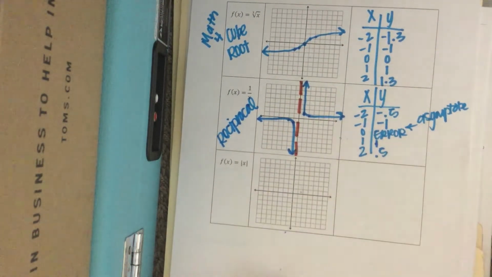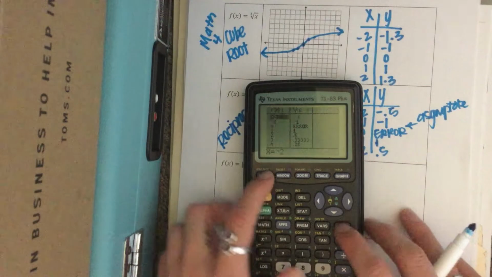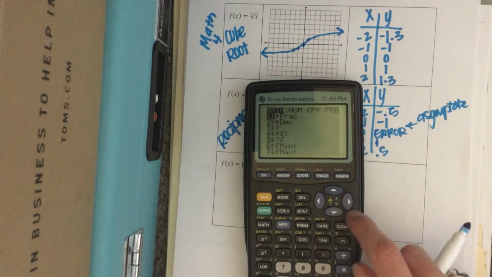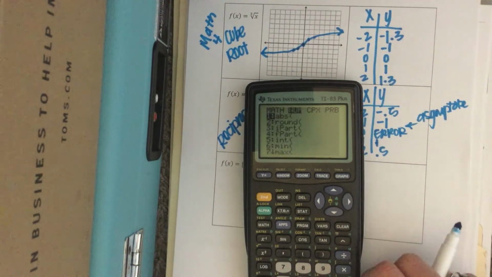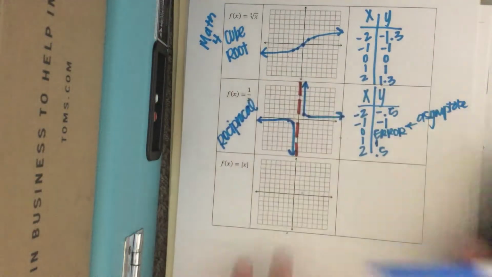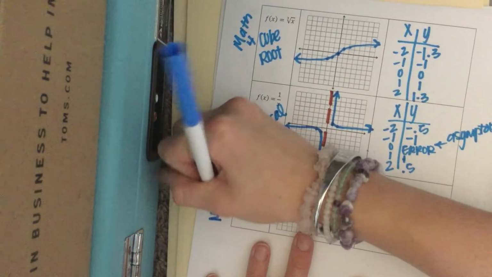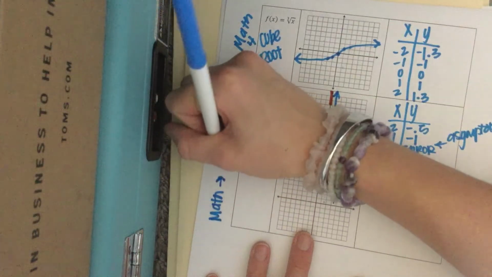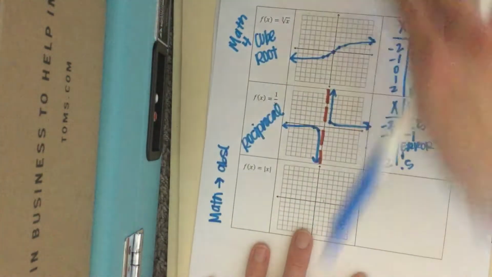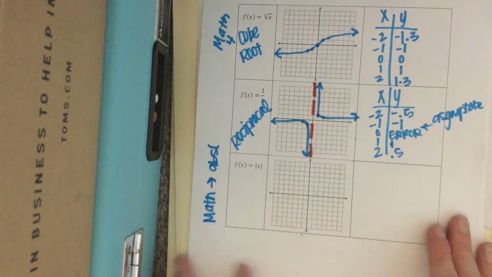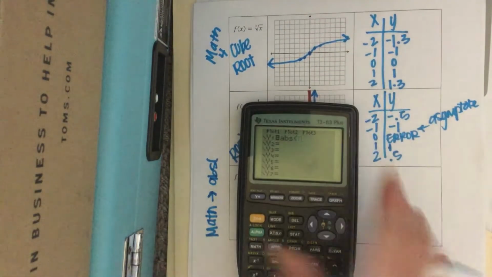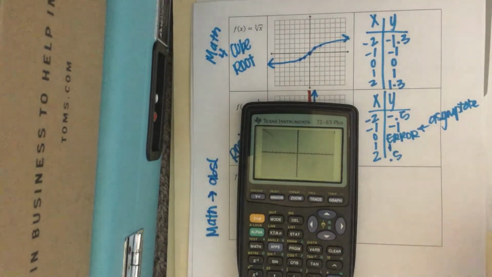And then this is absolute value. So in your calculator, to do absolute value, you're going to go math, move it to the right, and push enter. And I'll write that down. So math, right, and then it's ABS. So then here, absolute value of x, you get that V-shaped graph.